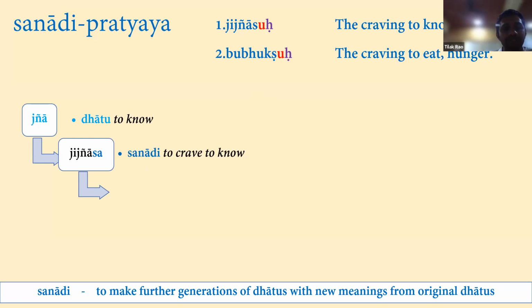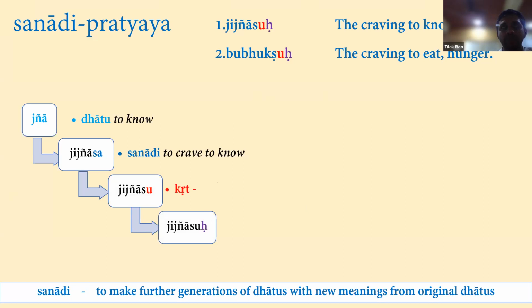As we added krit pratyayas to dhatus, since sanadis are also dhatus, we can add krit pratyayas. By adding krit pratyaya, it becomes, this is just an example, jijnasu. So u is a krit pratyaya. I am adding u to this jijnasa, then it becomes jijnasu. Now it is a noun, krit. By adding sup, we get a usable form, jijnasuhu. So jijnasuhu pathati. So jijnasu reads something.